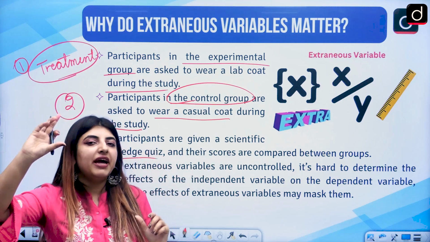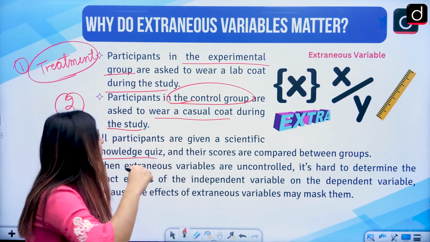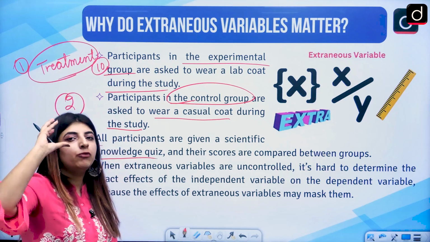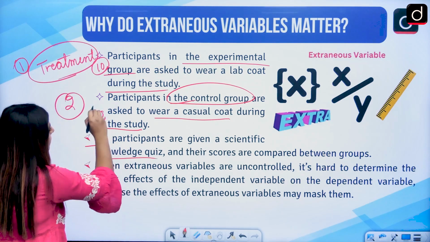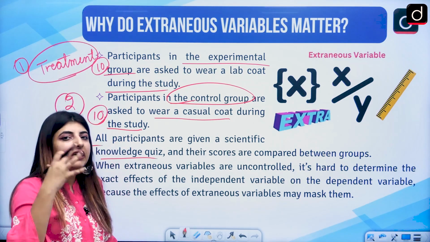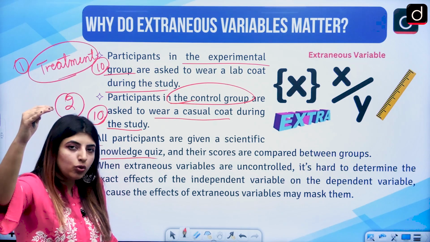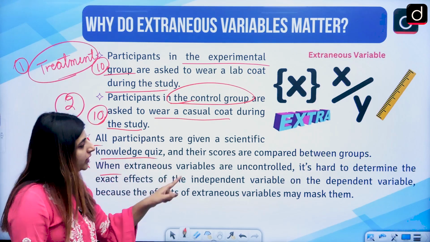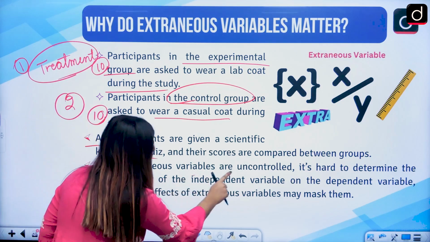So we are comparing the scores of the group, that was the 10 people that we had here who were wearing the white lab coat. I'm going to compare their scores with those 10 people who were not wearing the white lab coat. So I'm comparing the treatment or the experimental group with the control group. When extraneous variables are uncontrolled, it's hard to determine the exact effects of the independent variable.